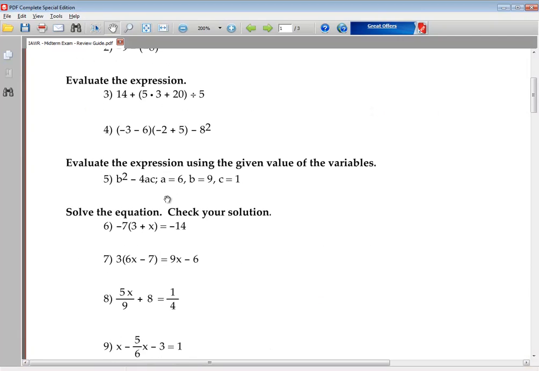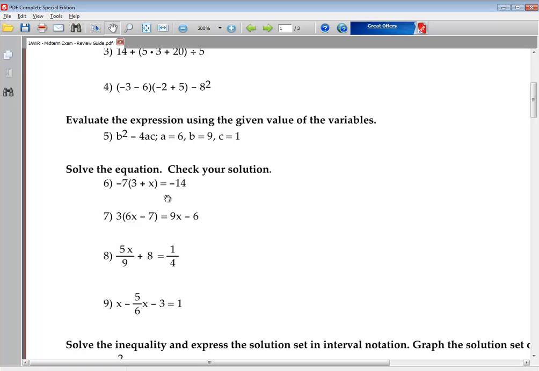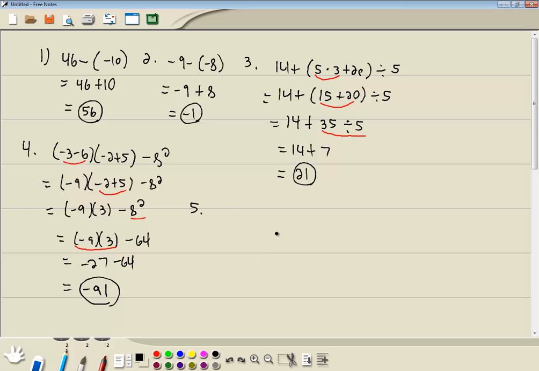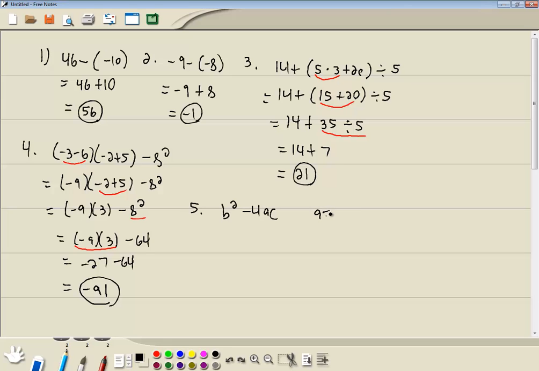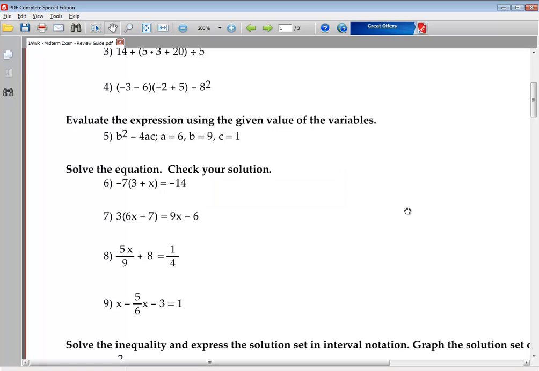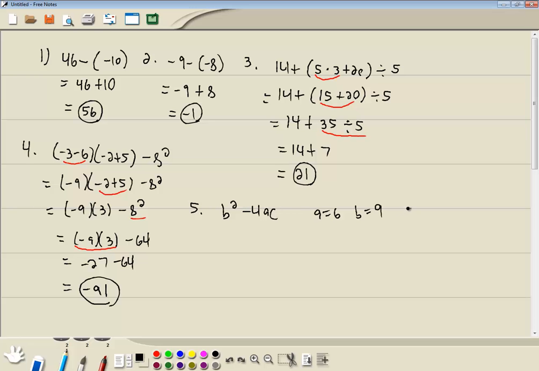Okay, number 5. We got b squared minus 4ac. And they want us to evaluate that for a is equal to 6, b is equal to 9, and c is equal to 1. Well, whenever we're evaluating an algebraic expression, we go through and put parentheses in everywhere we have a variable. So we got parentheses squared minus 4 times parentheses times parentheses.